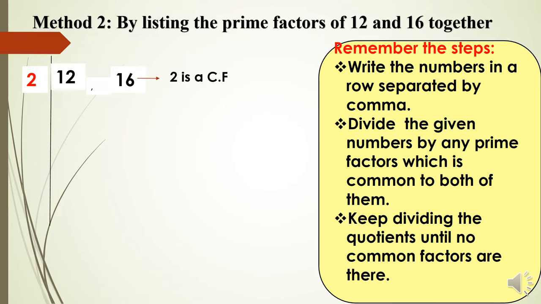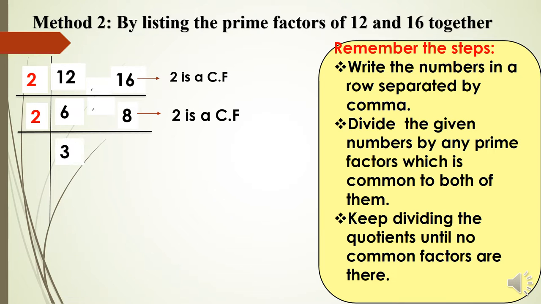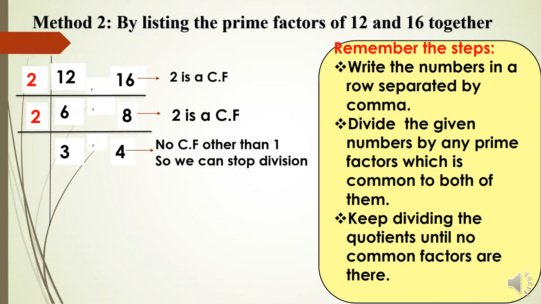12 divided by 2 is 6. 16 divided by 2 is 8. Is there any common factor for 6 and 8? Yes, 2 is a common factor. Let us divide 6 and 8 by 2. 6 divided by 2 is 3. 8 divided by 2 is 4. Is there any common factor for 3 and 4? No. There is no common factor for 3 and 4 other than 1. So, we can stop division.